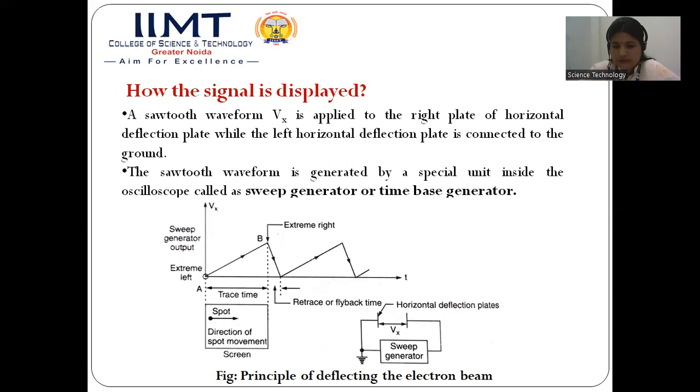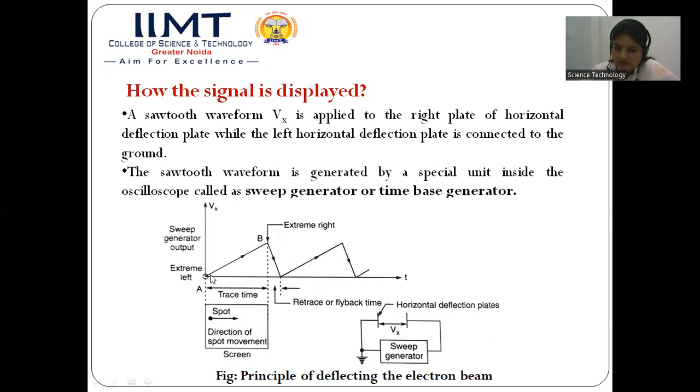So as the sawtooth wave is applied between the horizontal deflection plates at the instant A, this is a sawtooth wave. This is the applied voltage Vx with respect to time. This here I have shown is a CRO screen. So initially, at the instant A, the sawtooth voltage is 0 and we have not applied any voltage. So the luminous spot or the electron beam will be held at the left side of the screen, at the extreme left of the screen.